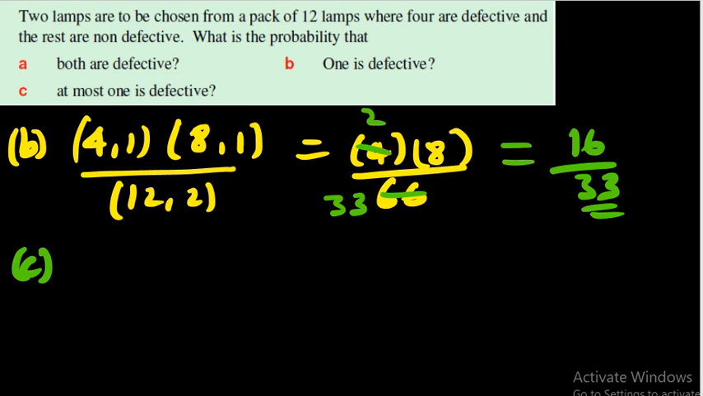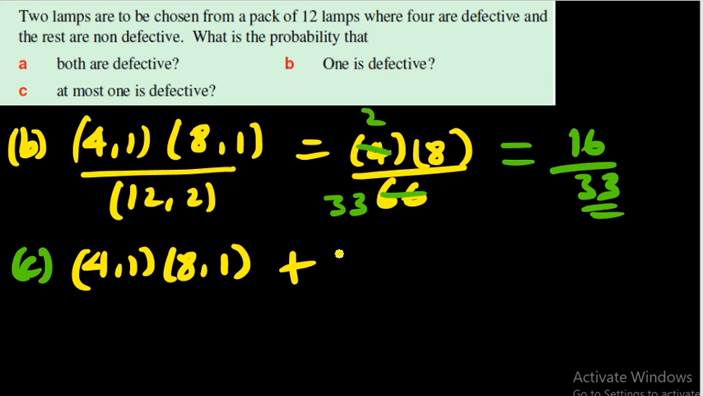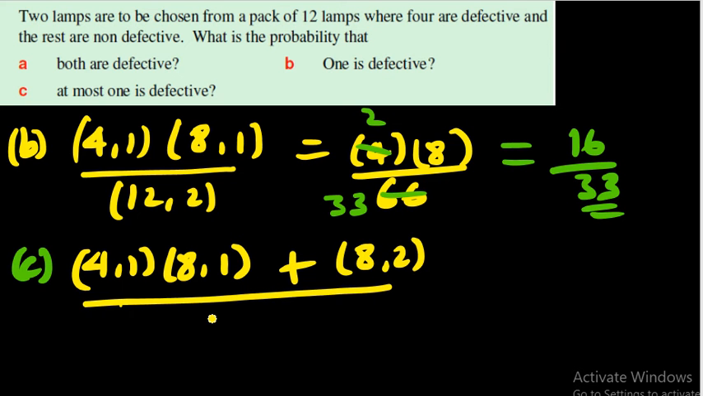Therefore, what are the chances that I have here? One defective and one non-defective, it's okay. Plus the other possibility, both can be non-defective: 8 combination 2 divided by 12 combination 2. The total possibility will remain the same. But at most one defective means I can make it one defective and the other one non-defective, or both can be non-defective.